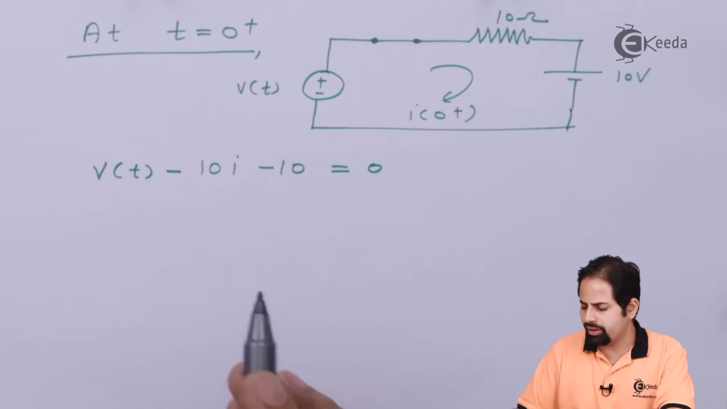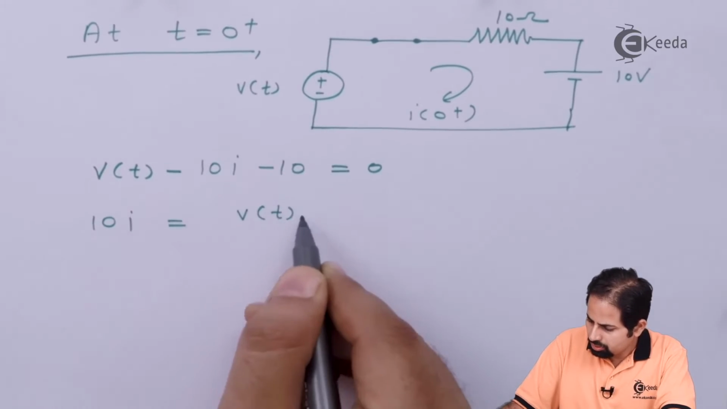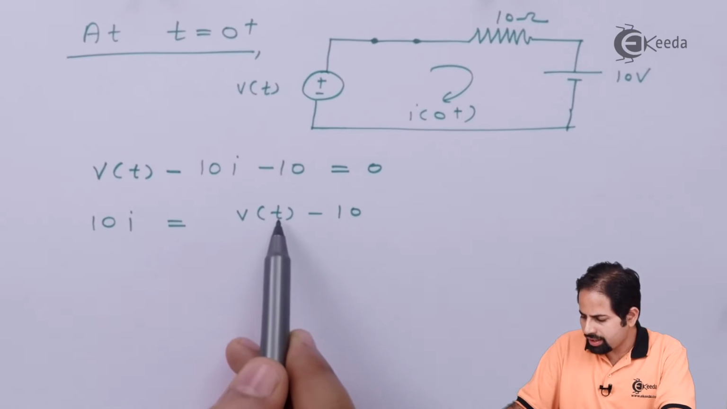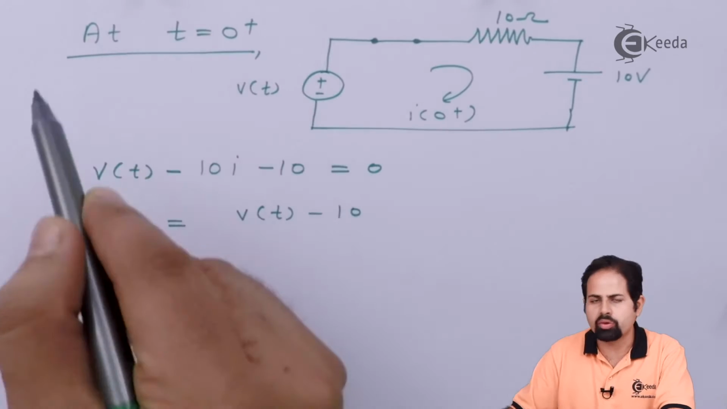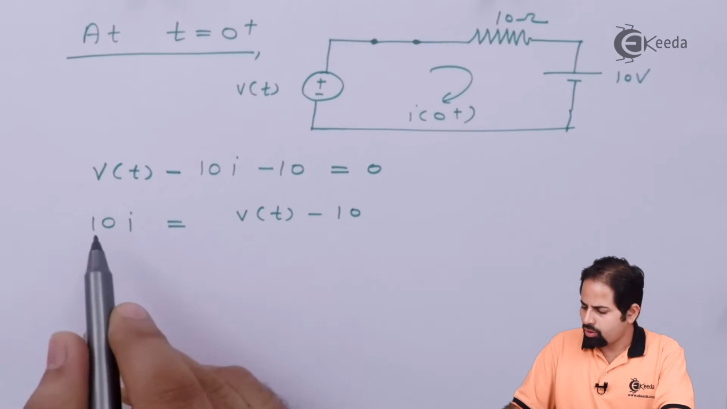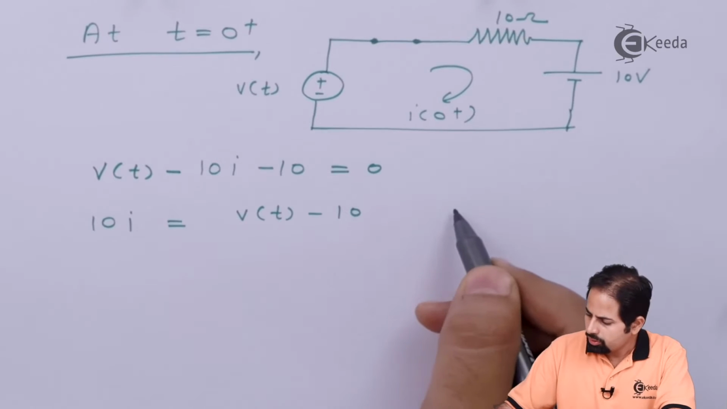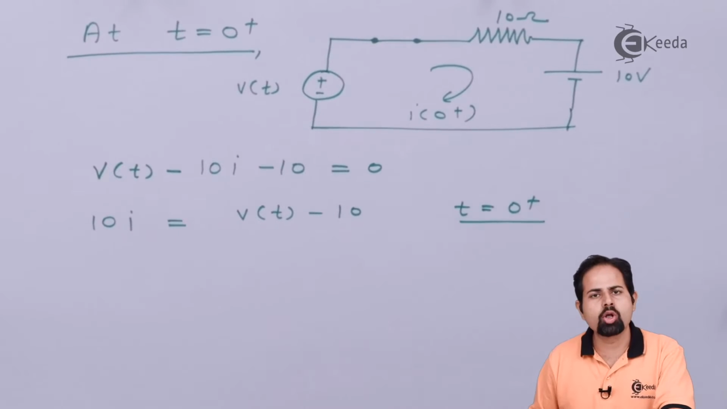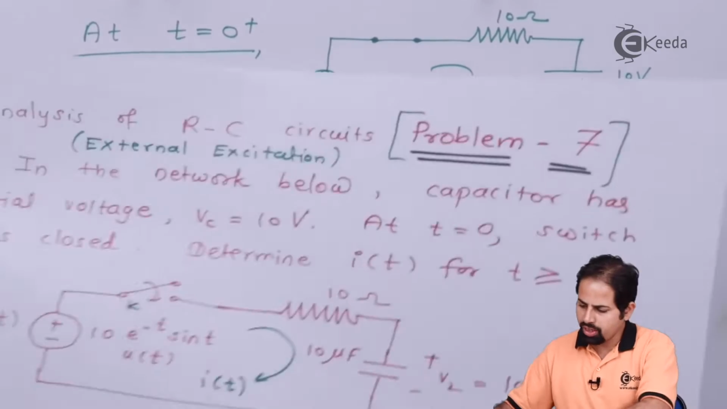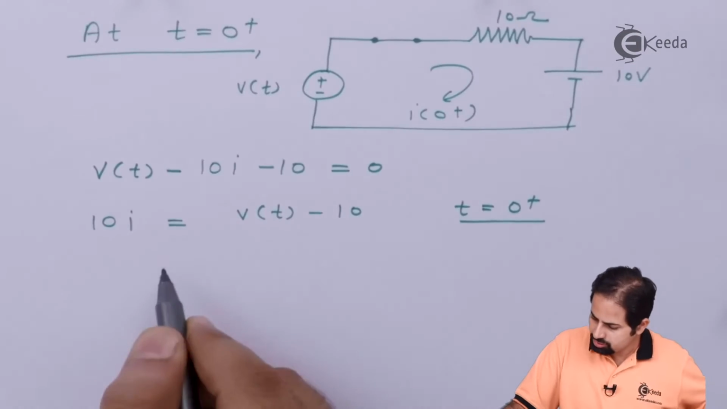So in order to get the current, I will take this term to the right hand side. One thing is we have to evaluate this at time t equal to 0 plus, because we are doing everything at time t equal to 0 plus. So don't worry, we will do that. Now I got 10i equal to V of t minus 10. So t is equal to 0 plus, and we know the value of V of t. The V of t is nothing but 10 e raised to minus t sin t u of t.